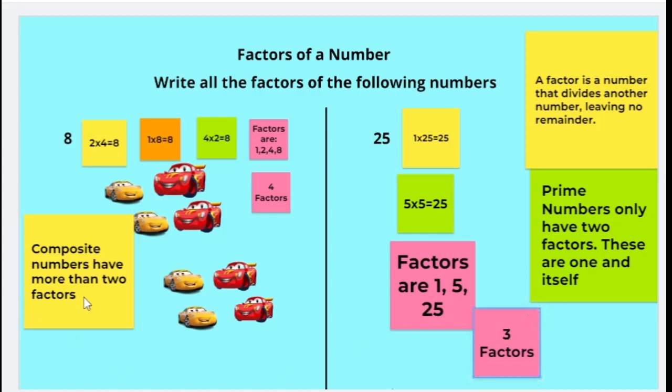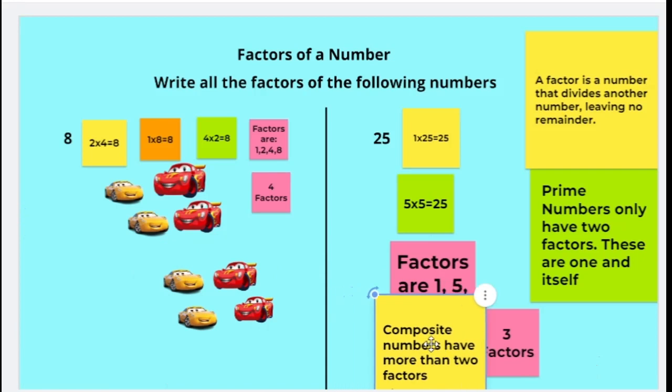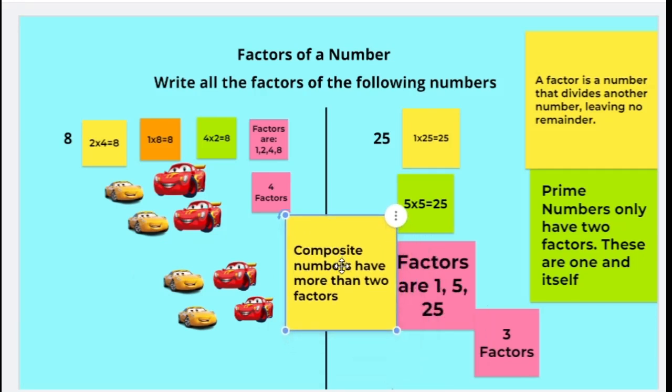All right, so my question to you, is 25 a composite number? Composite numbers have more than 2 factors. Is 25 a prime number? Prime numbers only have 2 factors. How many factors does 25 have? 3 factors. So it will be a composite number. So they are both composite numbers, 8 and 25.